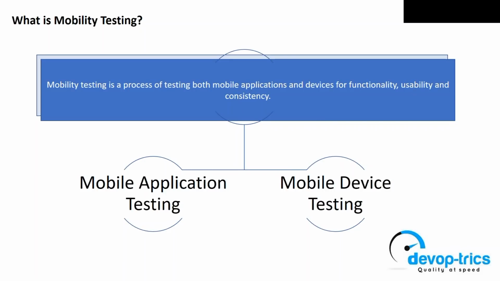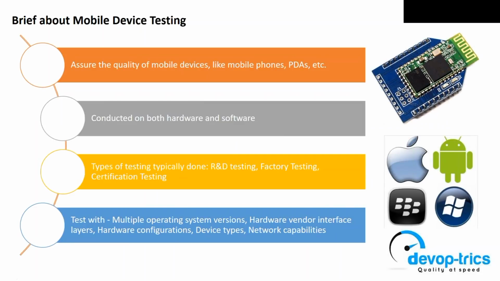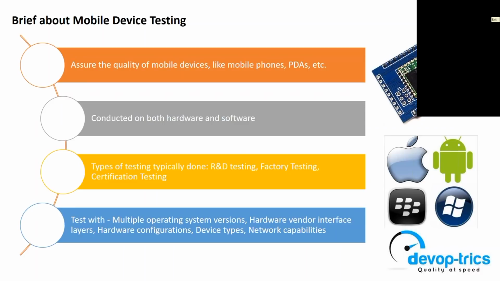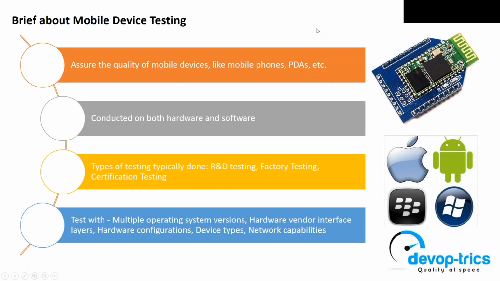So let's first understand that mobility testing includes both mobile application testing and mobile device testing. Let's first see what mobile device testing is. We will understand very briefly what mobile device testing is, then we will jump to mobile application testing. Mobile device testing is done to assure the quality of mobile devices.